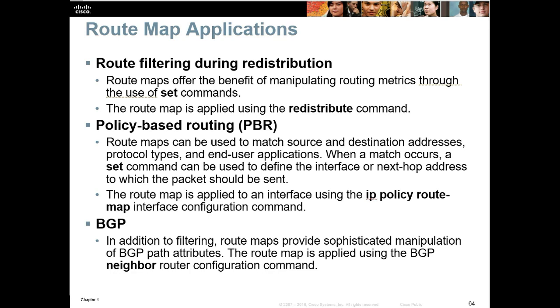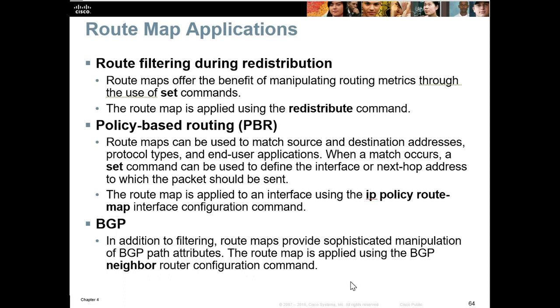Okay, so bila route map ni digunakan, first macam yang kita nak tengok, it is for route filtering during redistribution. We want to select or filter which routes are to be redistributed into another routing protocol. So kita kena match a few statements lah, a few conditions. Okay, so the route maps offer the benefit of manipulating routing metrics through the use of set commands. Okay, so kalau dia match a specific statement, kita boleh set a particular metric before being redistributed.